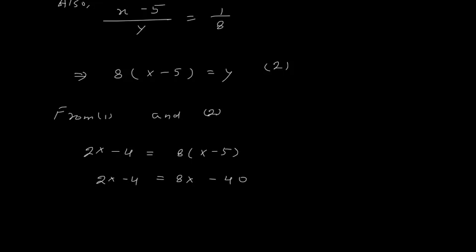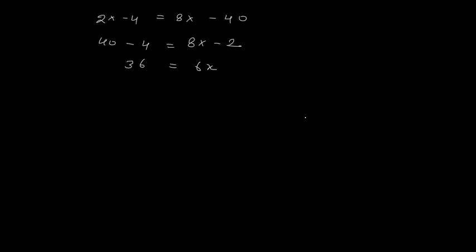Now this 2x I will bring to the right, and minus 40 to the left. So I get 40 minus 4 is equal to 8x minus 2x. So here I have 6x, here I have 36. This gives me the value of x as 6. Now when we get the value of x, from equation 1, I will get the value of y also.